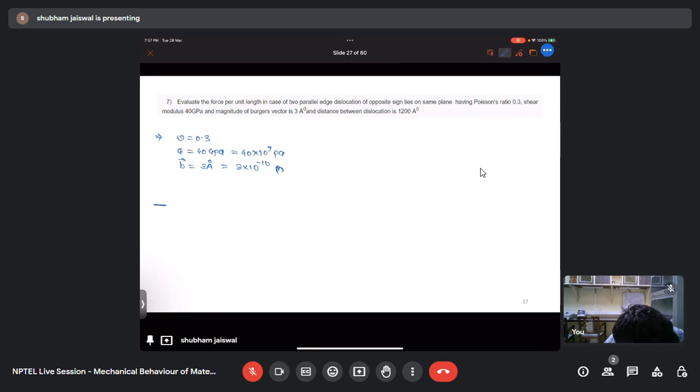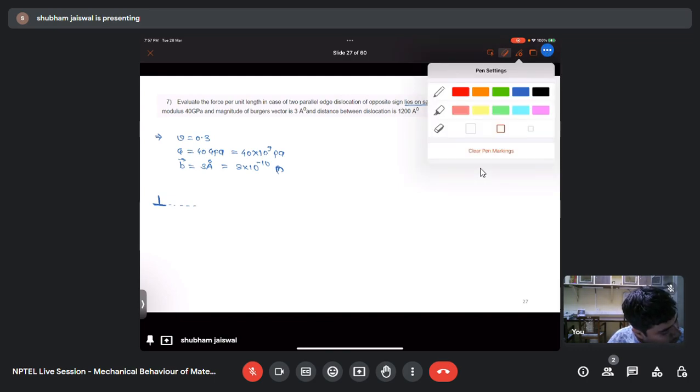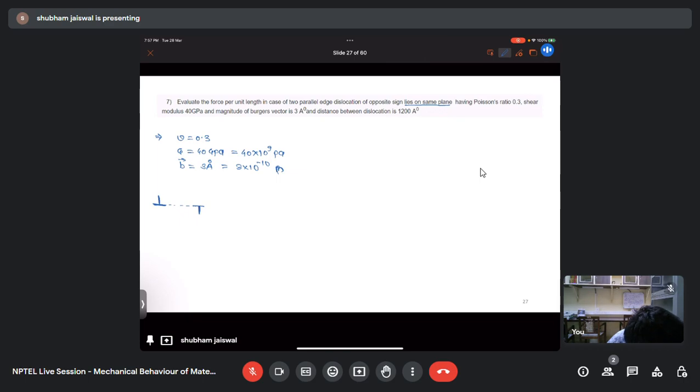So let's say these are my two dislocations. Now here they are lying on the same plane, and of opposite sign. Sorry guys, I made a mistake here. So that too of opposite sign, and the distance between them is 1200 angstrom. So this is the value of x. So x equal to 1200 angstrom or 1200 into 10 to the power minus 10 meter.